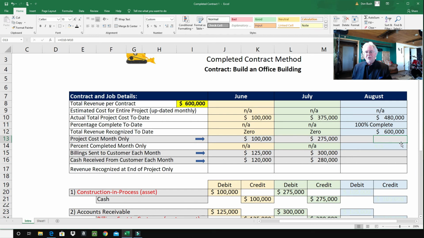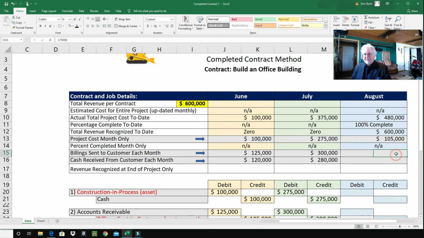Project cost only. Well, here's what we do, folks. Back in July, the entire project was up to $375,000. In August, we're finished with the project and we spent $480,000. And so the difference between these two numbers is what we spent during the month of August, $105,000. Percent completed during the month only? Well, we don't need to know that. We're not doing the percentage of completion method.